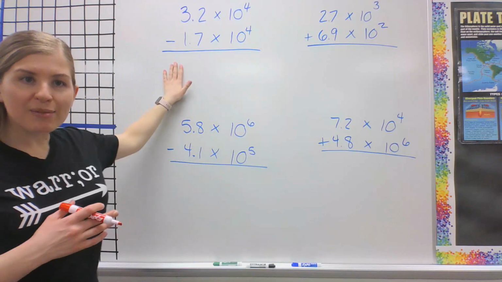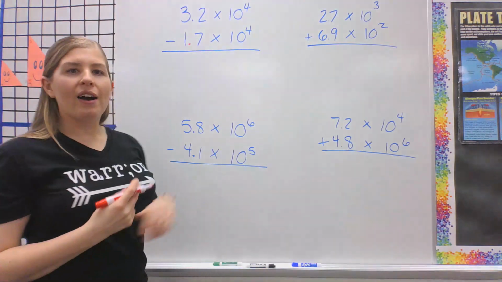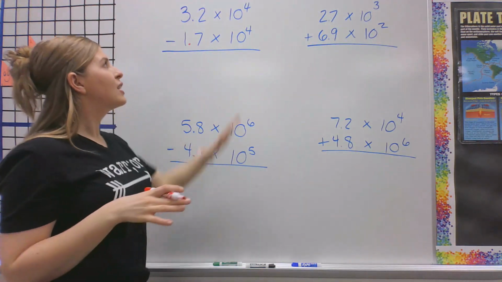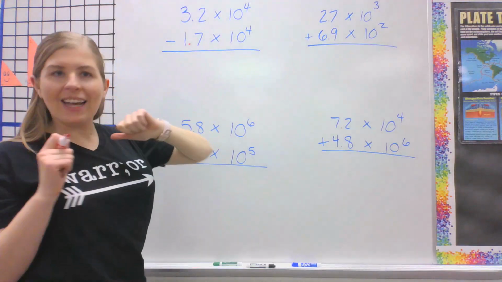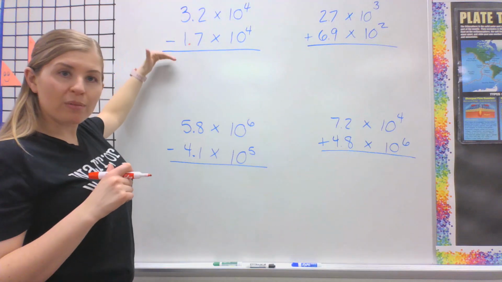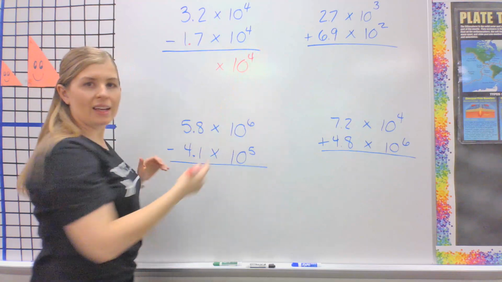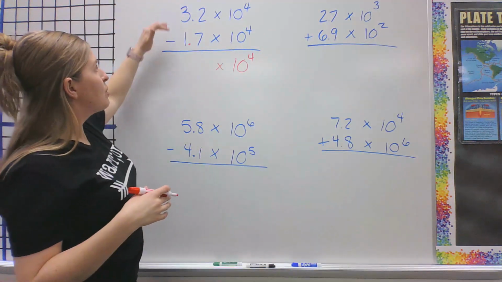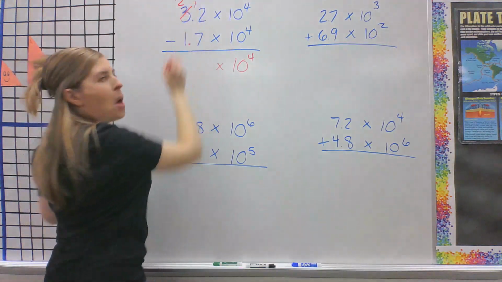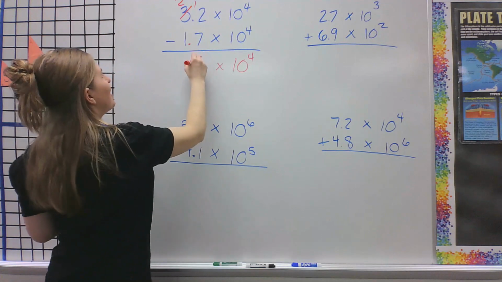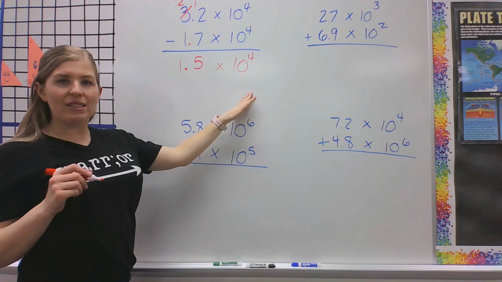So we have 3.2 times 10 to the fourth minus 1.7 times 10 to the fourth. With adding and subtracting, you always want to make sure that the exponents are the same. So 10 to the fourth, check. And then what you would do is you just subtract like you normally would. So we're going to keep that the same, just bring it on down. 3.2 minus 1.7. I guess I can borrow. We can go old school on this one. So 5, 1.5. Awesome. So we have 1.5 times 10 to the fourth.